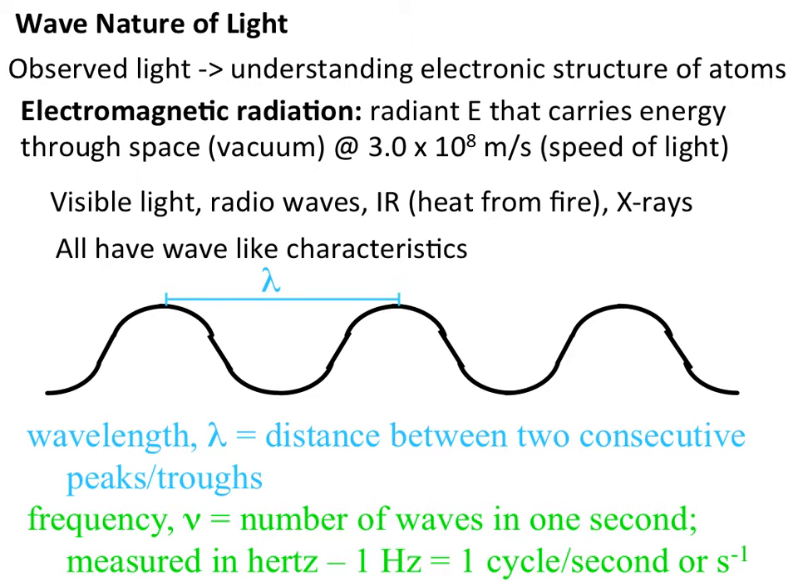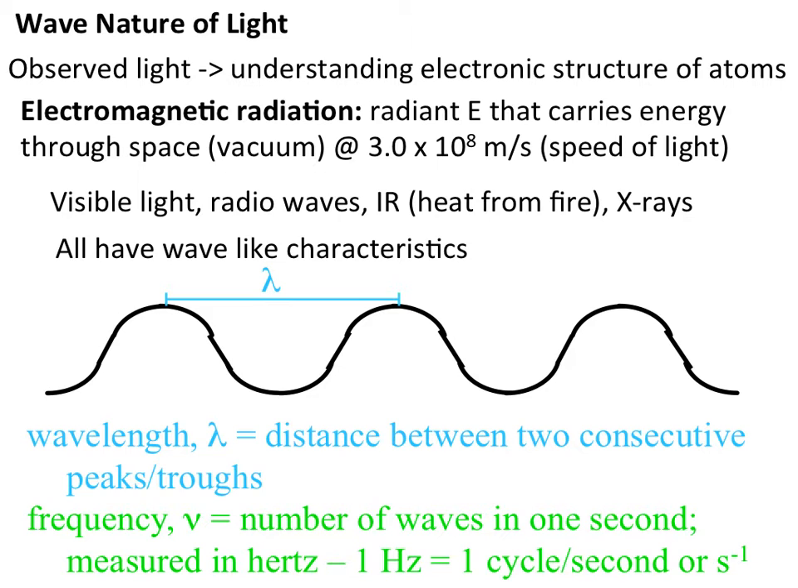meters per second. Now, there are many different types of electromagnetic radiation. Obviously, we've indicated that visible light falls into that category, but there's also radio waves, infrared, X-rays, all of these different types of electromagnetic radiation. All of these types of electromagnetic radiation, though, follow this same set of requirements. They carry energy through space at a specific speed, which is 3.0 times 10 to the 8 meters per second.